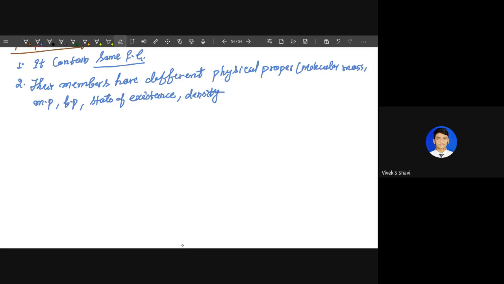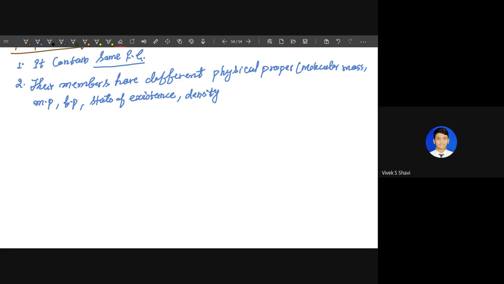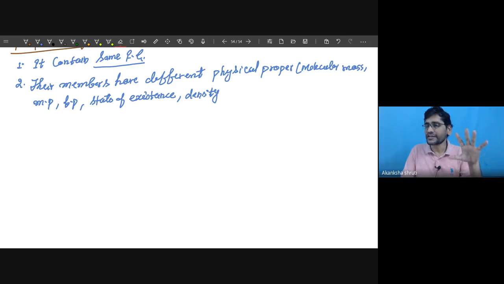Sir, but alkane does not have a functional group, but it is a homologous series. Alkane itself is considered as a group, or alkyl group. Getting it? That is the very basic.